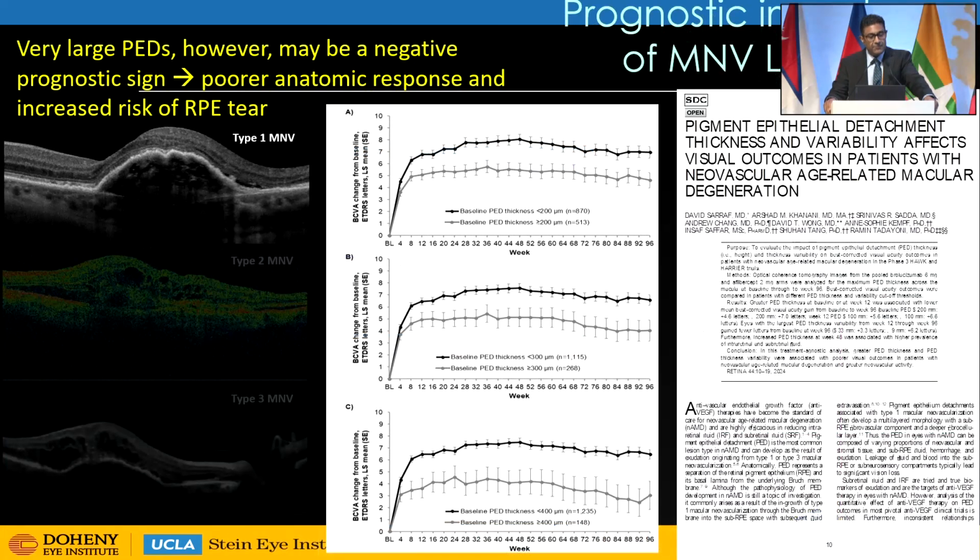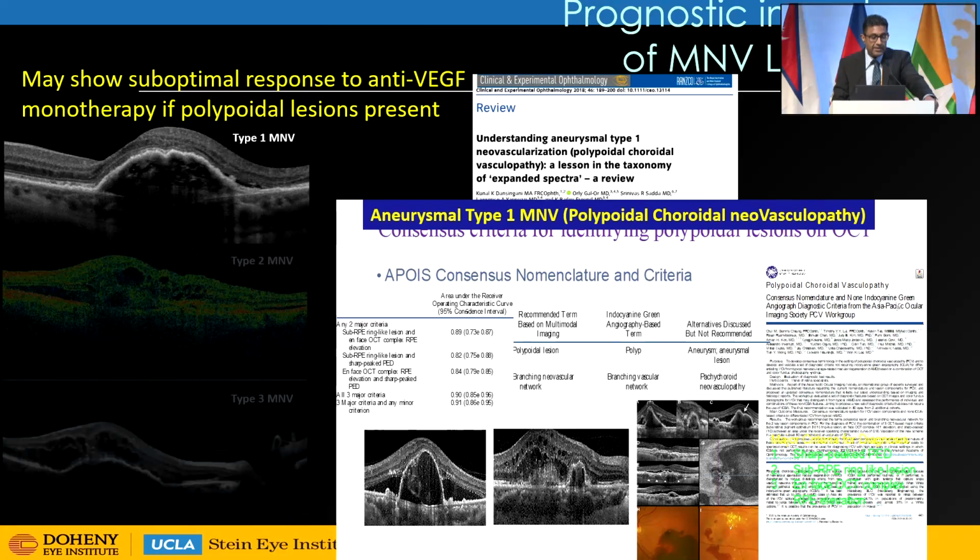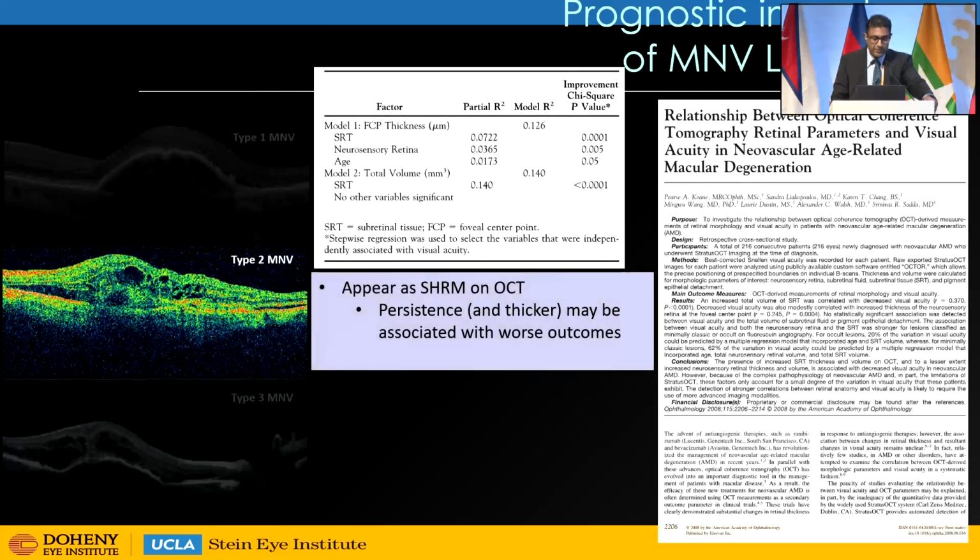On the other hand, if you have very large pigment epithelial detachments due to these type 1 lesions, that can be a negative prognostic sign, as it can increase the risk for development of an RPE tear, as we showed in this post-hoc analysis from the Hawk and Harrier trials. In addition, of course, if you have polypoidal lesions, patients may have, in some cases, a suboptimal response to anti-VEGF monotherapy, although the newer second-generation agents seem to be faring better. I suspect Dr. Vorporn is going to get into more detail on this, but of course we have some clues now of being able to recognize PCV on OCT that have been described by a few different groups now.